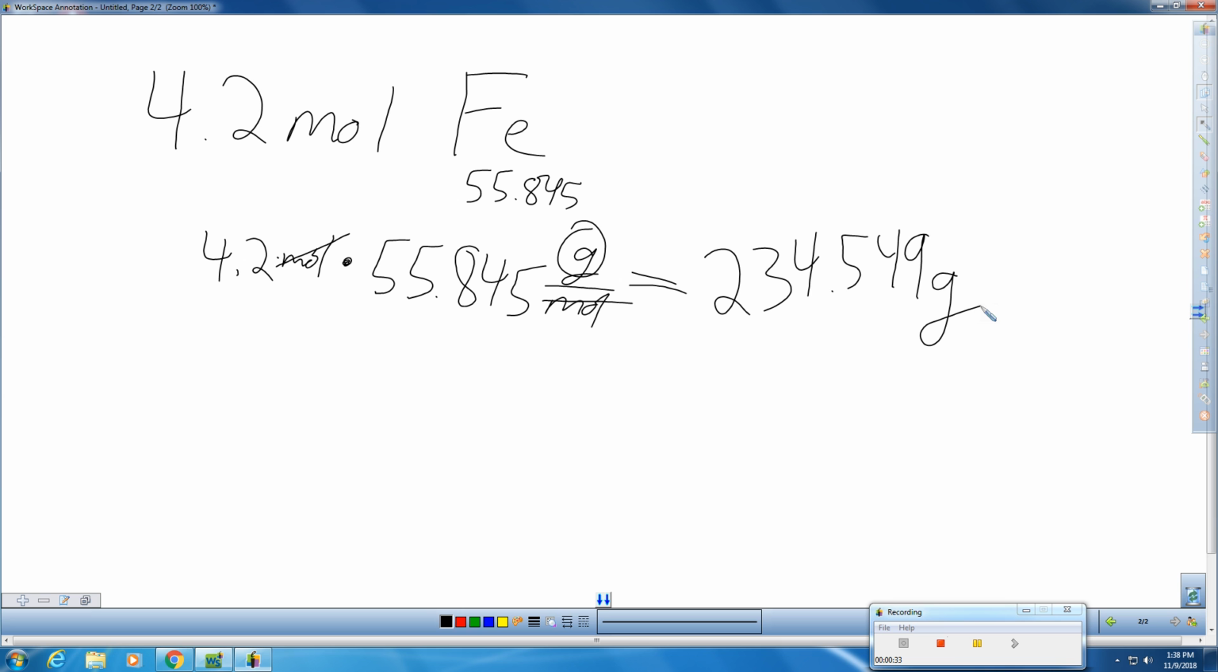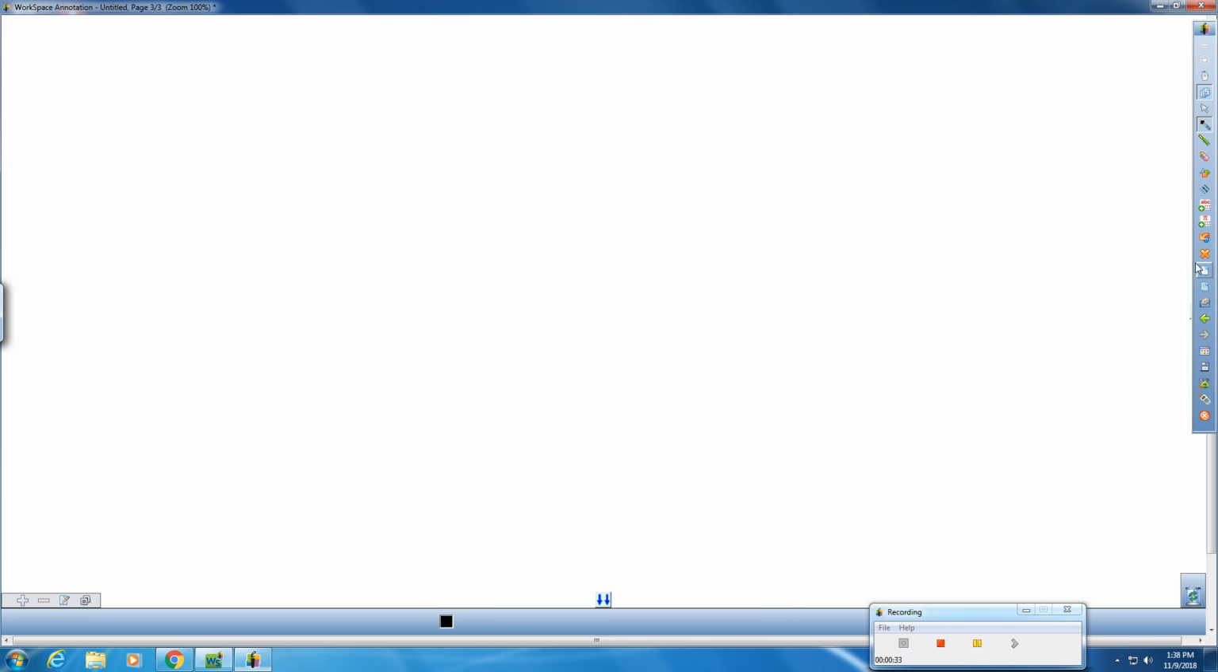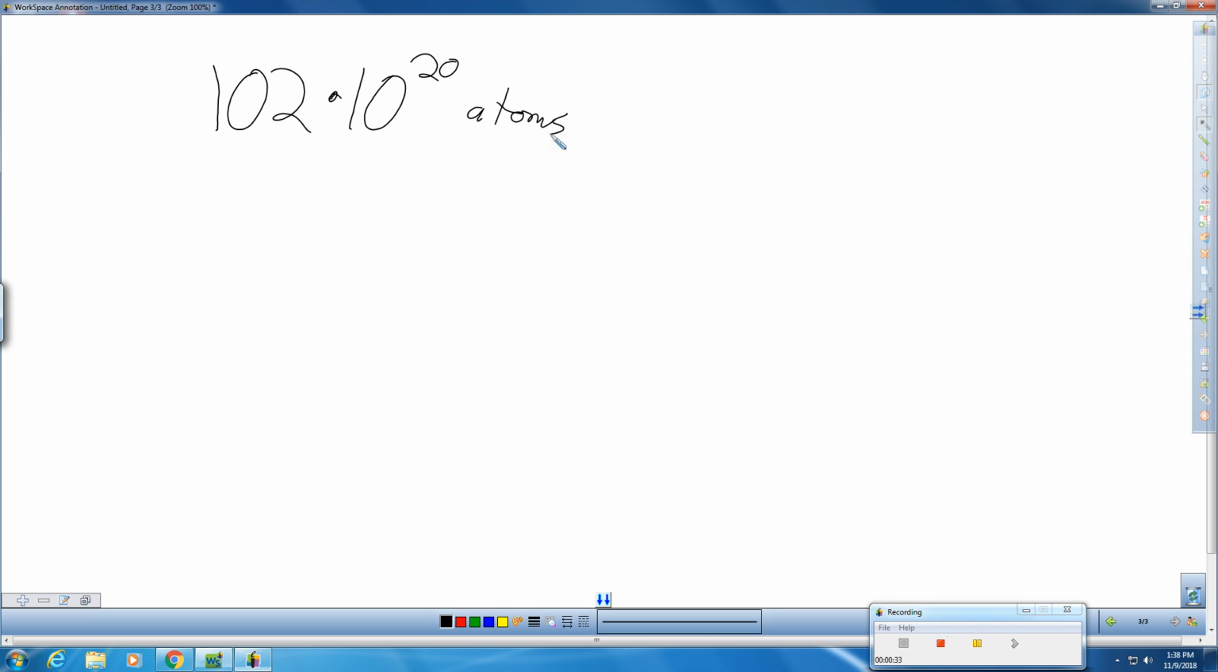But it's not always going to be that easy. Let's look at if I have 102 times 10 to the 20th atoms of copper. How many grams do I have? So what's the first step here? Not atoms into grams. That's eventually. We'll get to grams. Atoms into moles.